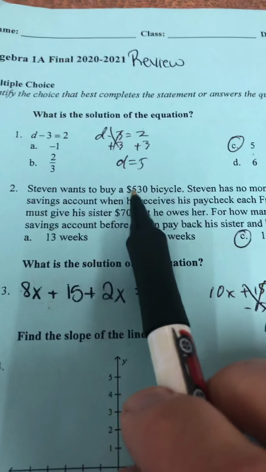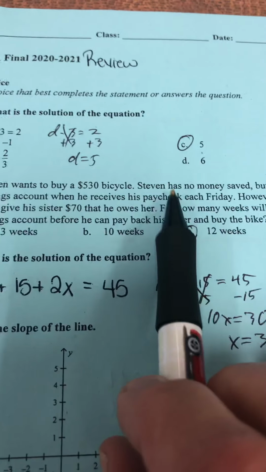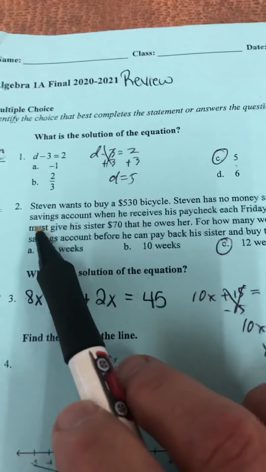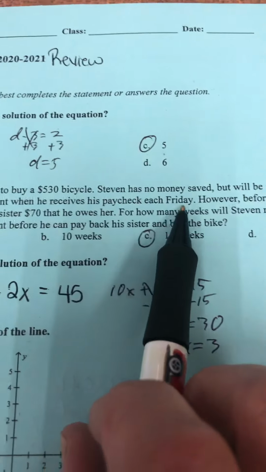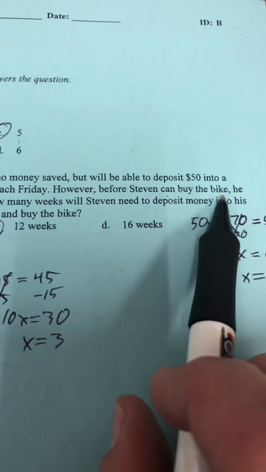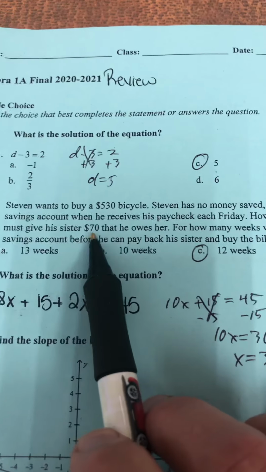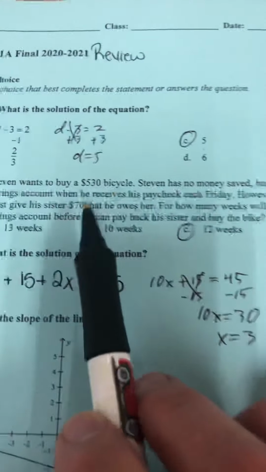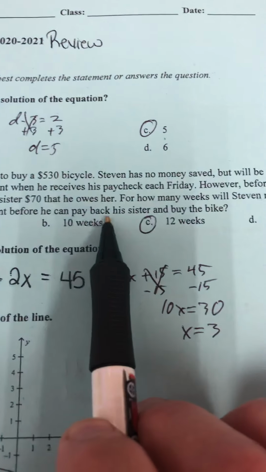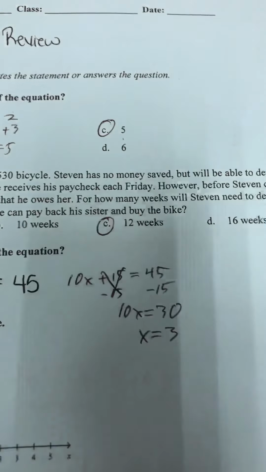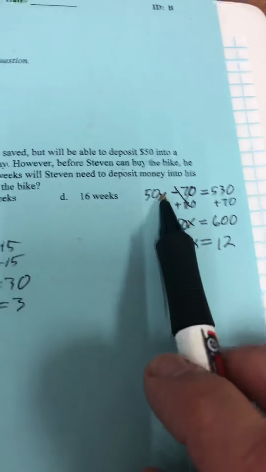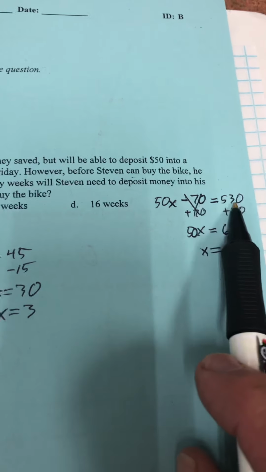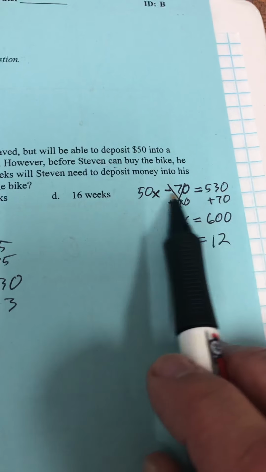Number two, Stephen wants to buy a $530 bicycle. Stephen has no money saved, but will be able to deposit $50 into a savings account when he receives his paycheck each Friday. However, before Stephen can buy the bike, he must give his sister $70 that he owes her. For how many weeks will Stephen need to deposit money into his savings account before he can pay back his sister and buy the bike? So, taking a look at this, $50 per week minus the $70 he owes his sister needs to equal 530. So this first equation you can see underneath here, and you can see my work.